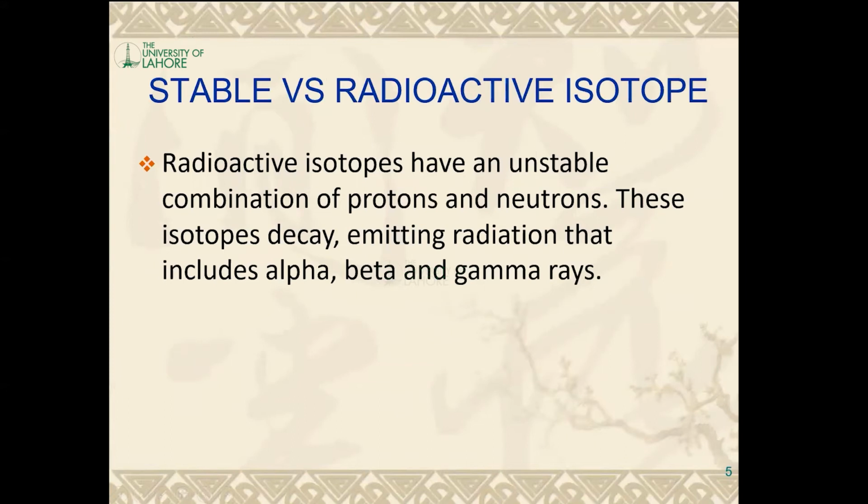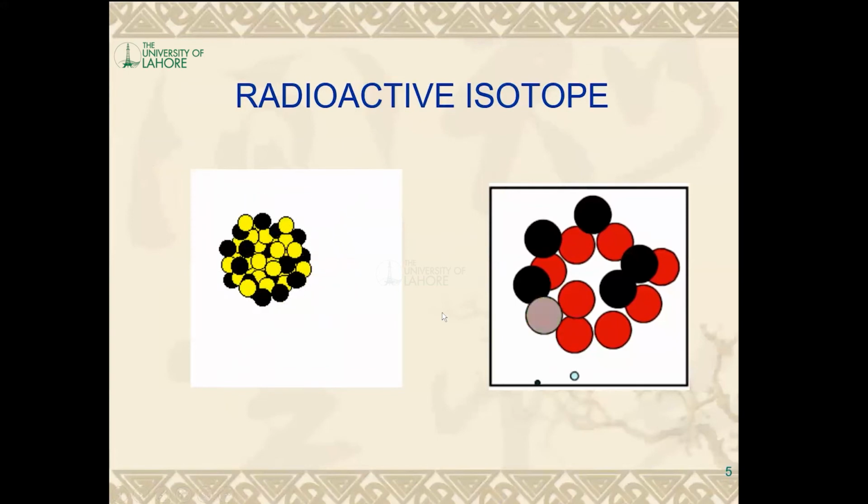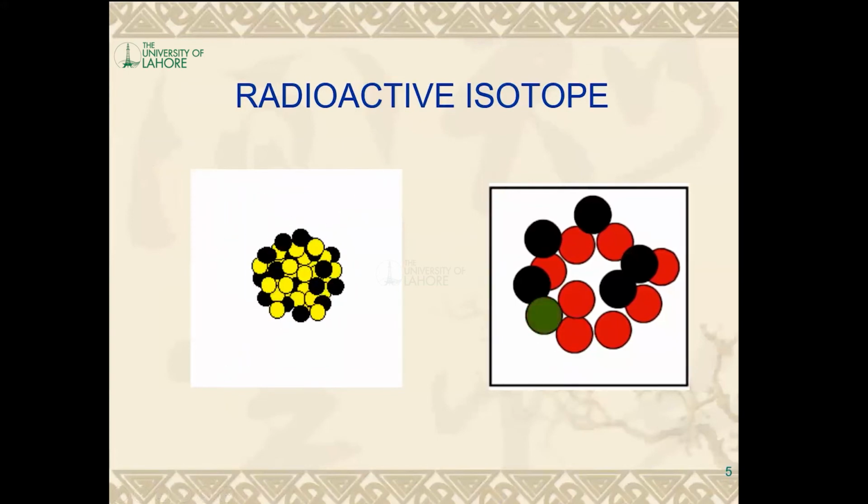Now, the second type is called unstable isotope or radioactive isotope. Radioactive isotopes have an unstable combination of protons and neutrons. Due to their instability, they show decay and emit radiations. There are three types of radiation emitted by radioactive isotopes: alpha, beta, and gamma rays. This animation or picture shows an unstable or radioactive isotope, where you can see that it's emitting radiation due to decay.